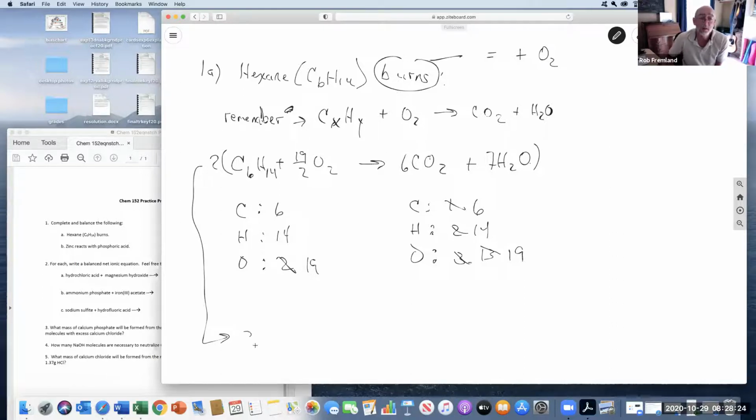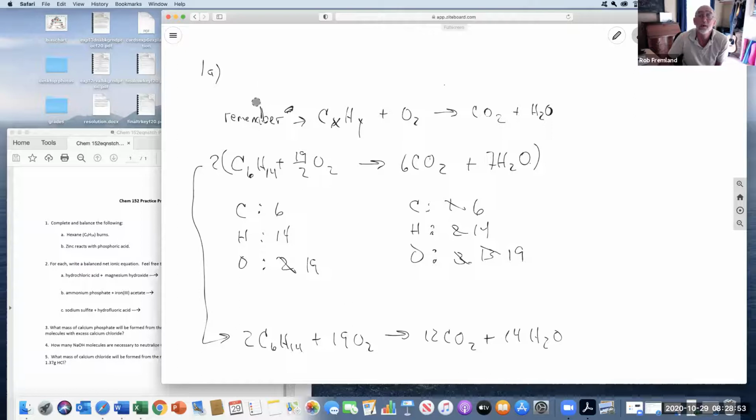And so then you'll get 2 C6H14, 19 oxygens. Then you have 2 times 6 is 12 CO2s, and then 2 times 7 is 14 waters. All right, so that's A. I'm going to leave that up while I do B. If you guys have questions about anything I just did, now would be a good time.